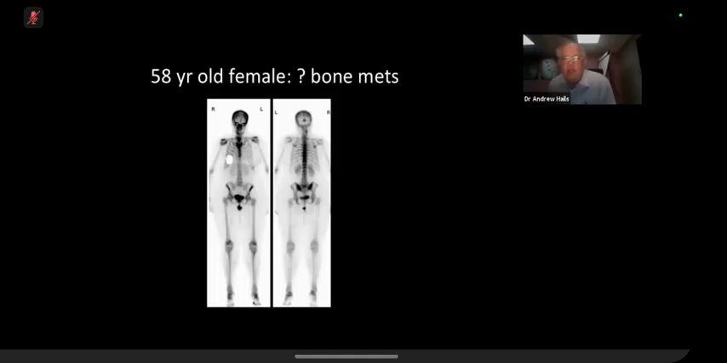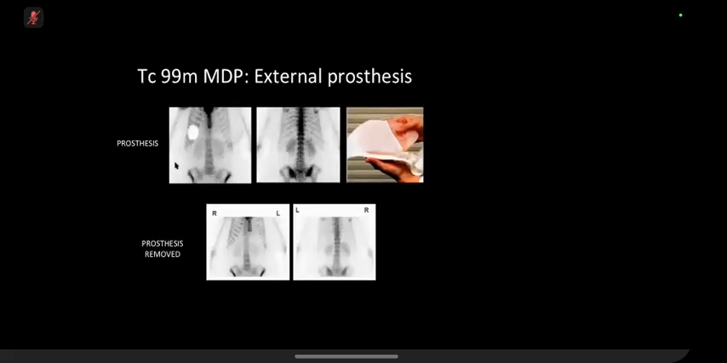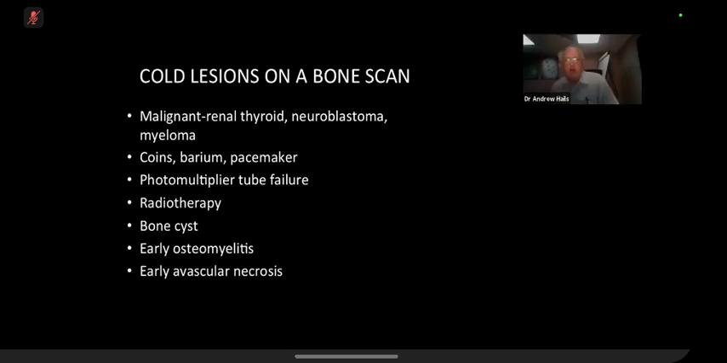And quite often you get coins or things in people's pockets or pacemakers. So this person had a breast cancer in the past. So what might that artifact be? This could be, and then in that context, this is a breast implant, which would be photopenic as well. Now, cold lesions on a bone, I'm not sure.